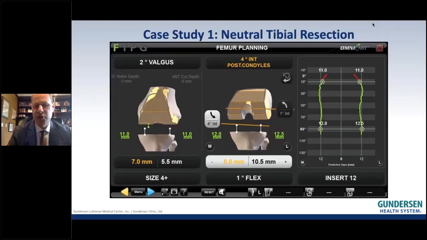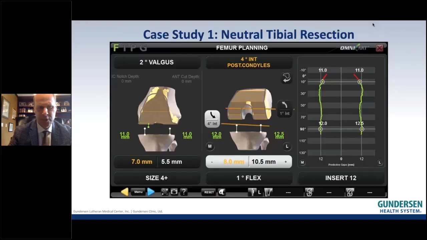My bony resections are 8 millimeters on the medial side and 10.5 on the lateral side. And again, remember our metal is 11 millimeters posteriorly. The knee is flexed 1 degree. You see that at the bottom of the middle panel.